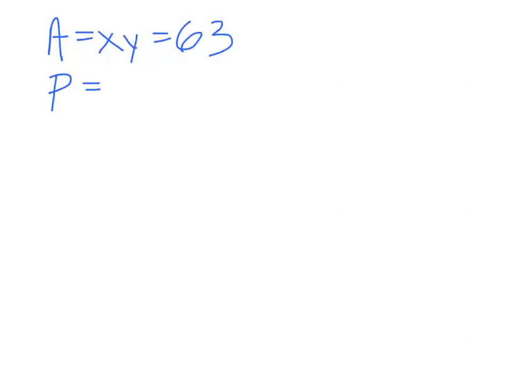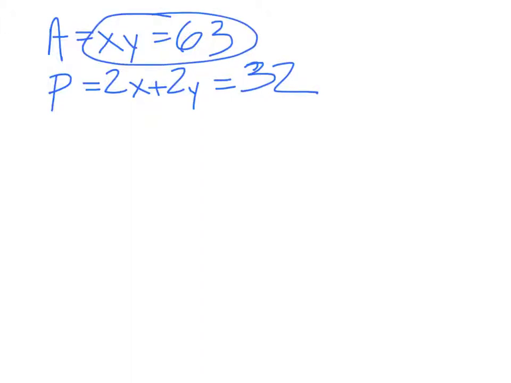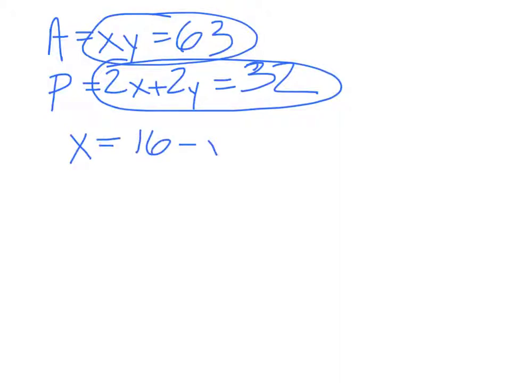Alright, so with the quadratic formula, the area is xy, and it was 63. And the perimeter is 2x plus 2y, and that one was 32. So we want to solve the 2x plus 2y equals 32 for x. When you do that, you end up with x equals 16 minus y. Did you have 16 minus y? Okay. So let's plug this in to this spot here for x.